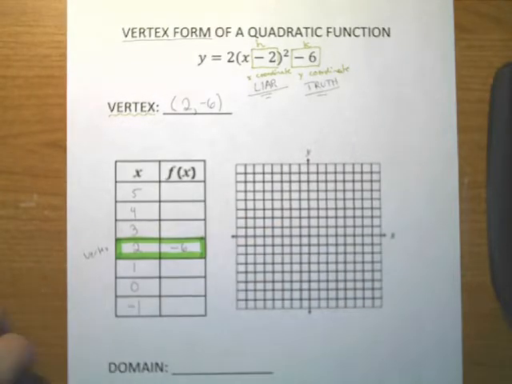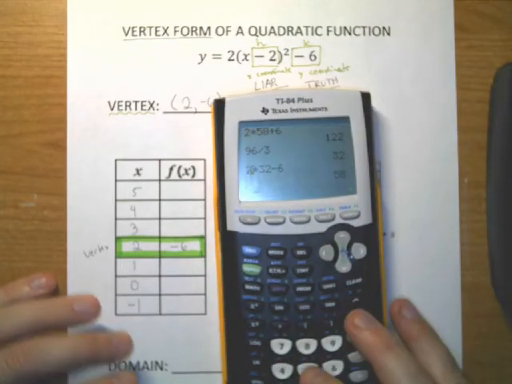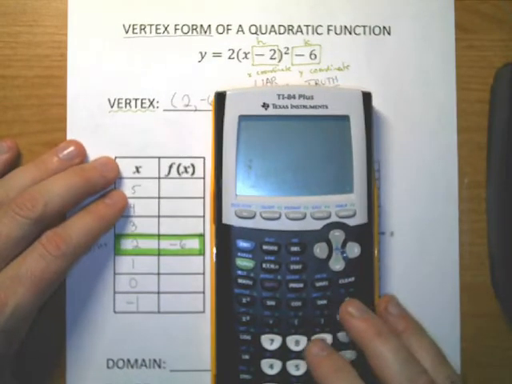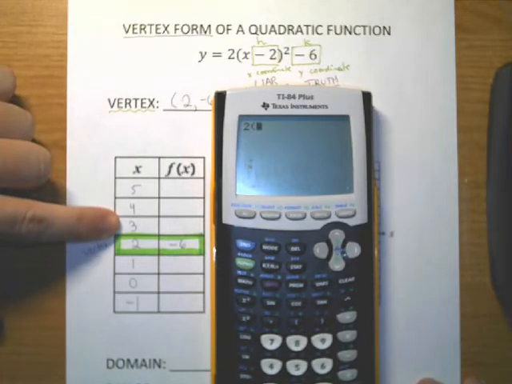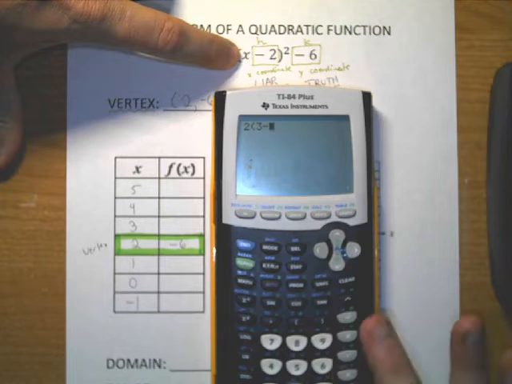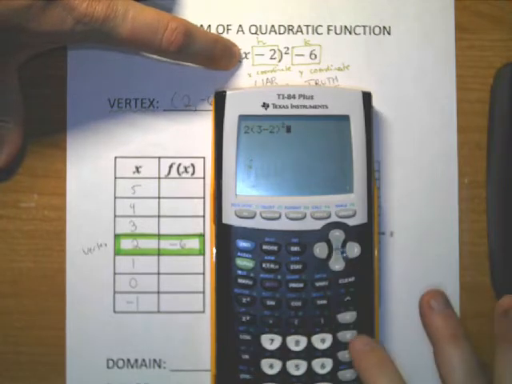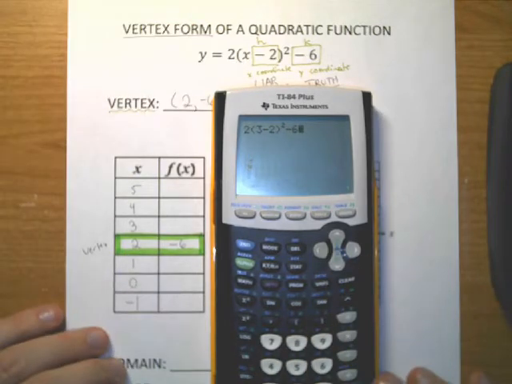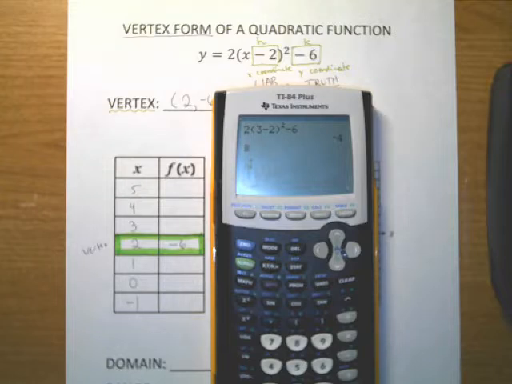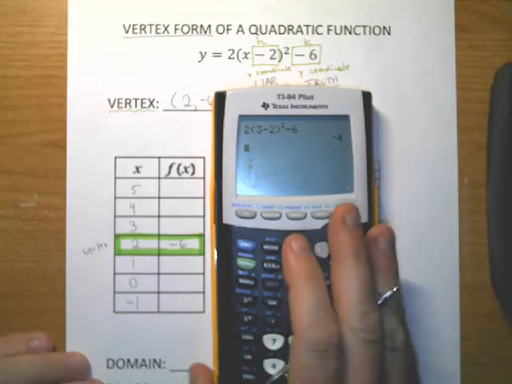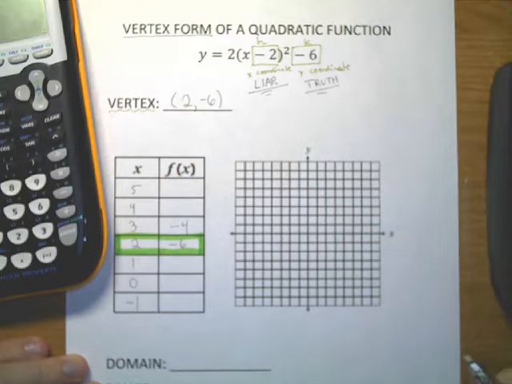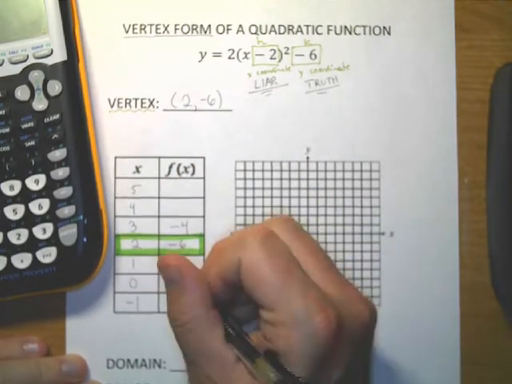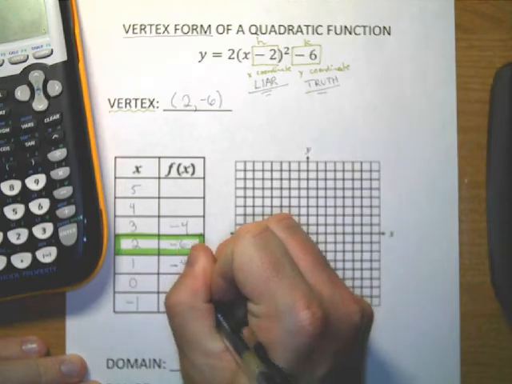Now I'm going to show you a little trick in your calculator. So we're going to plug in 1 first. So literally write exactly what it says: 2, parentheses. We're going to plug in 3 for x, so 3 minus 2 squared minus 6. Press enter. We get -4. Now remember, parabolas are symmetrical. So if that's -4, this is also -4.